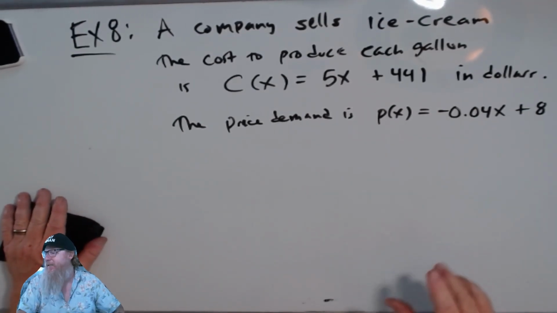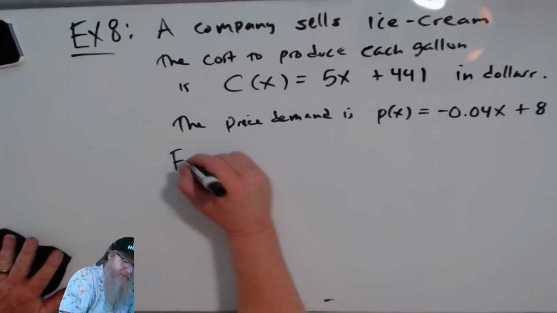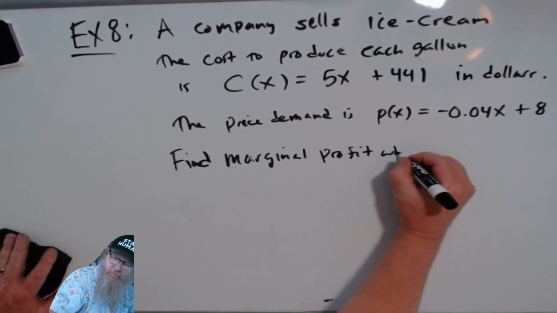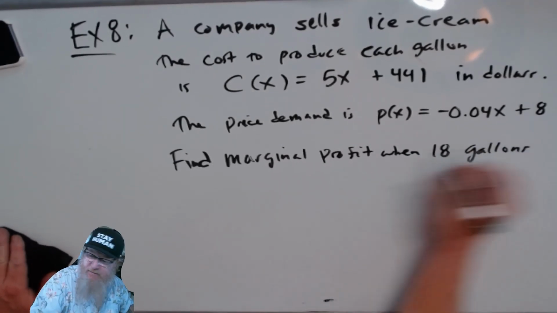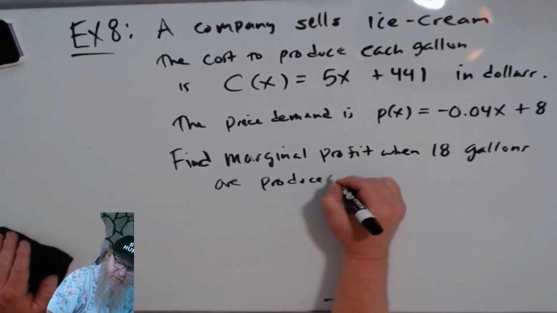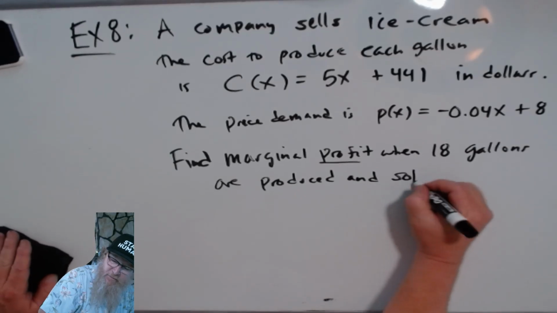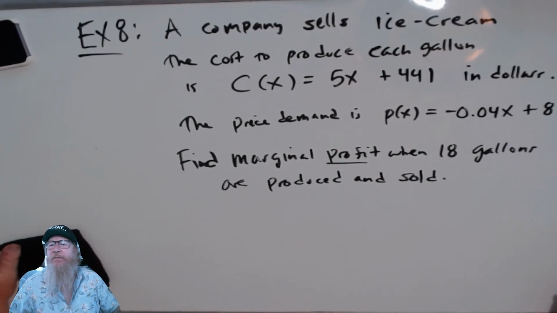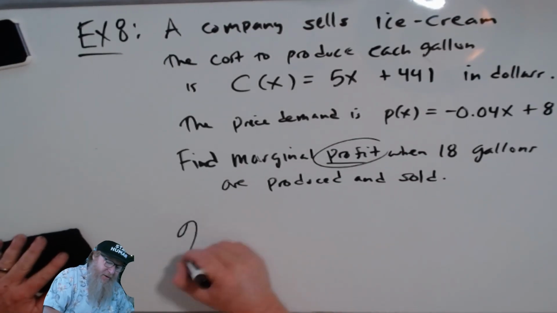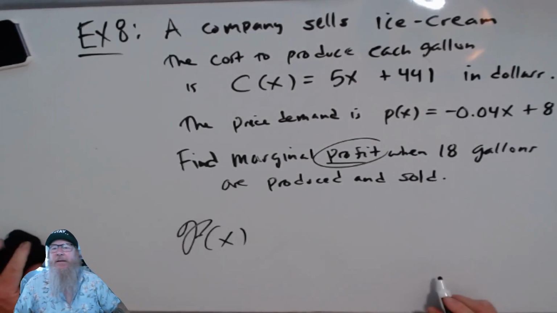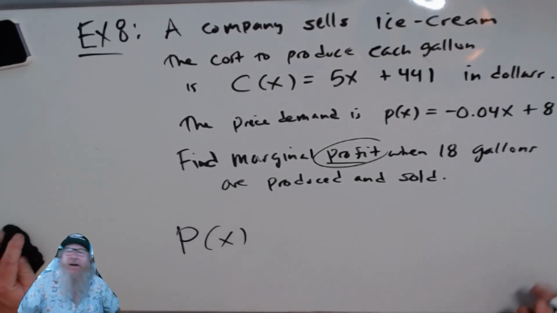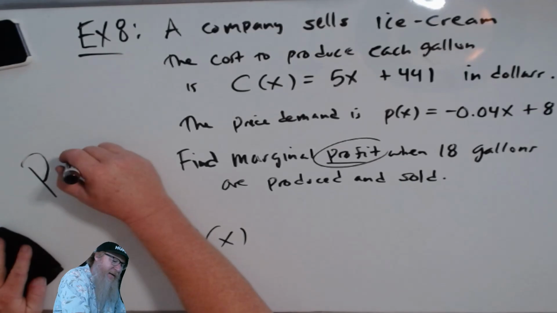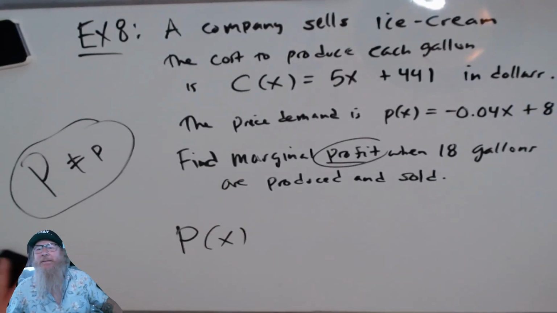This time I'm going to ask for the marginal profit when 18 gallons are produced and sold. The marginal profit when 18 gallons are produced and sold. So profit's that fancy P. You don't have to write a fancy P. You can just do a regular capital P, but be very careful. It's not the same as this P. This P and this P. So capital P is not the same as little p. They mean something different.